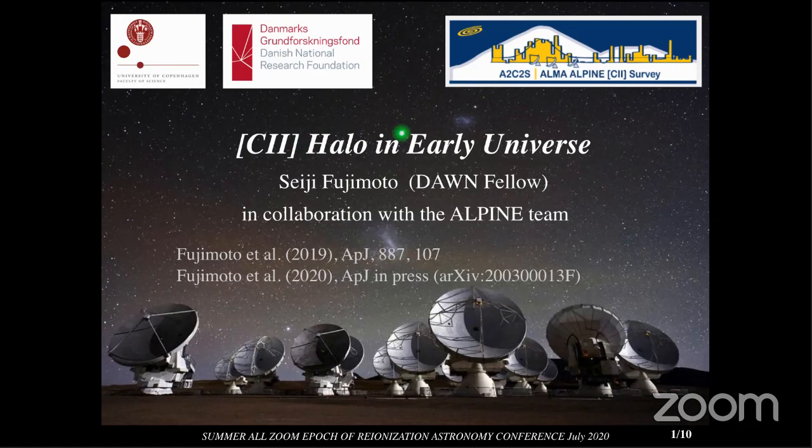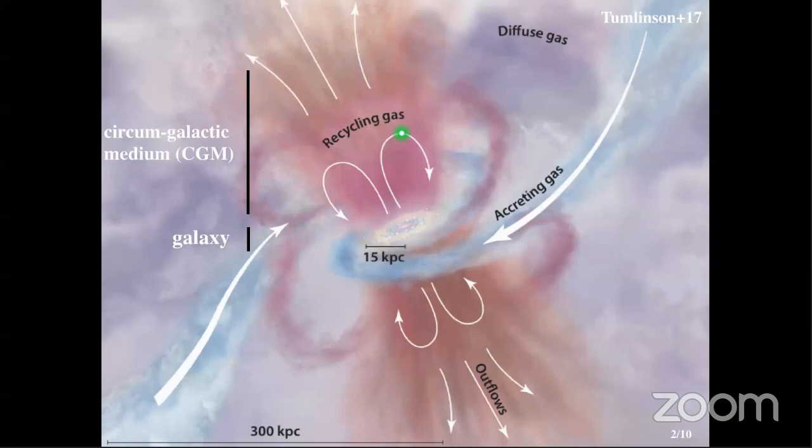So now I start. I have updated the title a bit. So today I talk about the [CII] halo in the early universe. This illustrates the baryon cycling from the central galaxy to the circumgalactic medium, which is called CGM. In this baryon cycling, the CGM metal enrichment is very important to understand the feedback mechanism from the central galaxy, which regulates the galaxy formation and evolution.